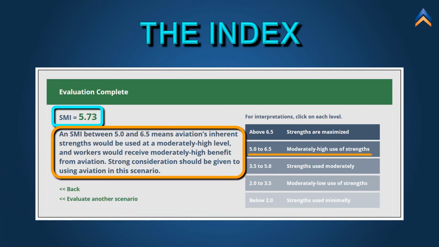The interpretation for the SMI will also appear, and it will provide three types of information. In this case, an SMI between 5.0 and 6.5 means: one, aviation's inherent strengths would be used at a moderately high level; two, workers would receive moderately high benefit from aviation; and three, strong consideration should be given to using aviation in this scenario.